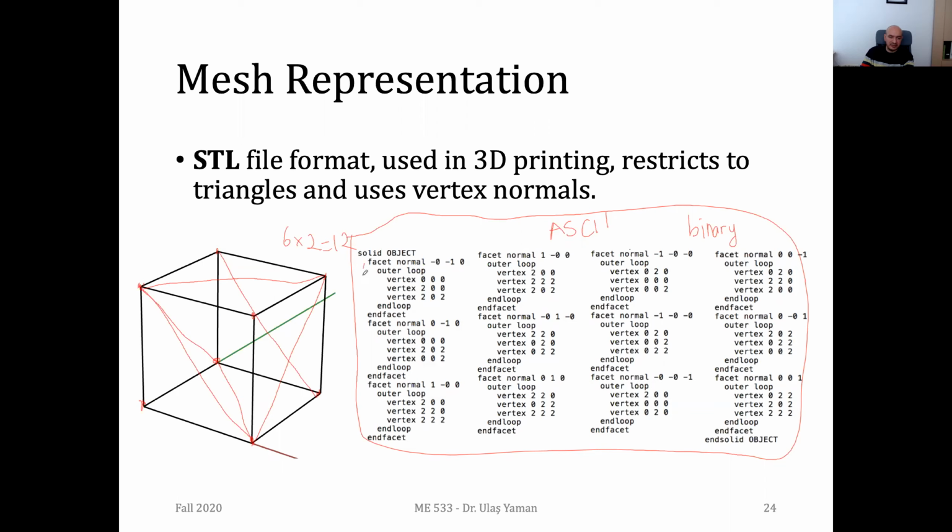How do we do the representation of a single face or a single triangle? We define the normal. We need to use unit normal vectors.